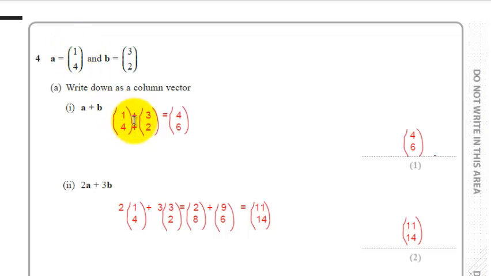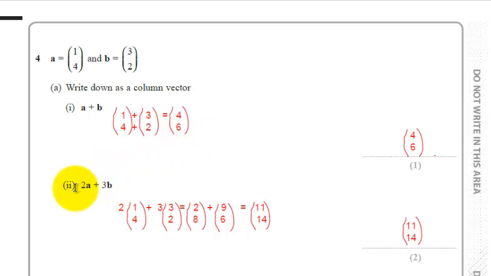So if I was going to add the two vectors together, I'm simply moving 1 square to the right and then 3 squares to the right. So that's a total of 4. You just do 1 plus 3. And if I'm moving 4 squares up and then 2 squares up, in total I will move 6 squares up. You just have to add the top numbers and add the bottom numbers.